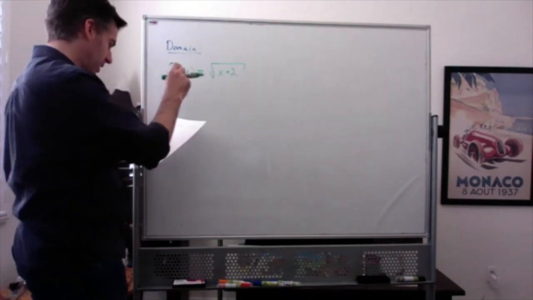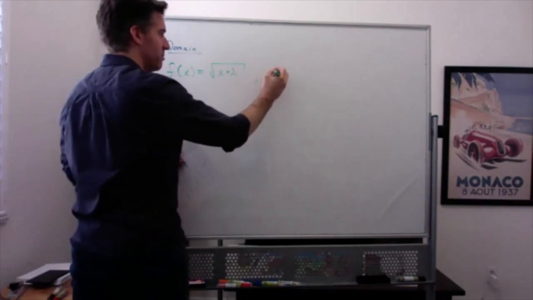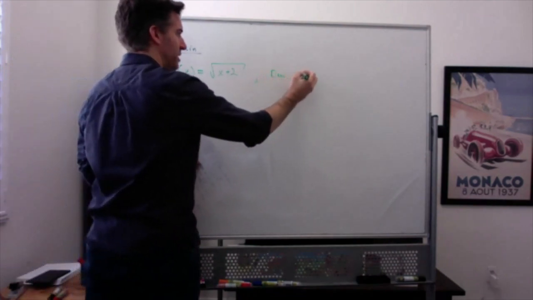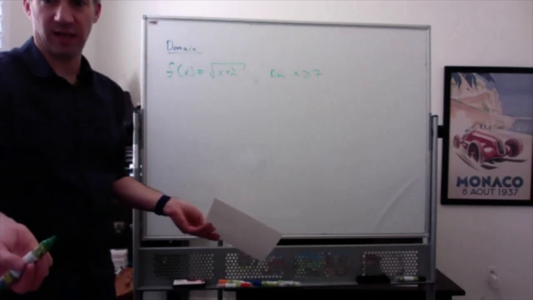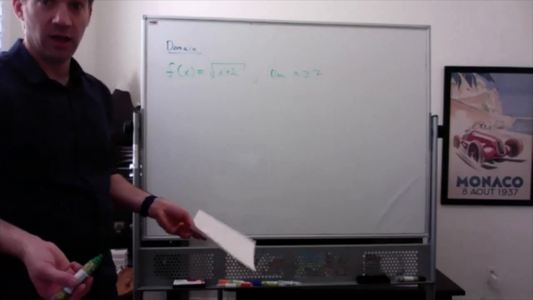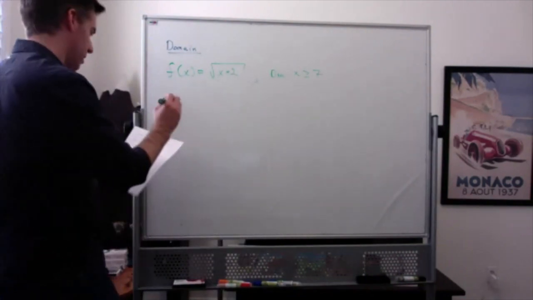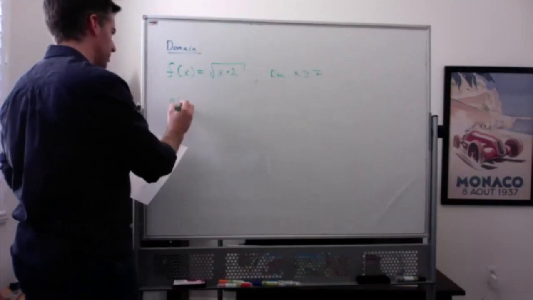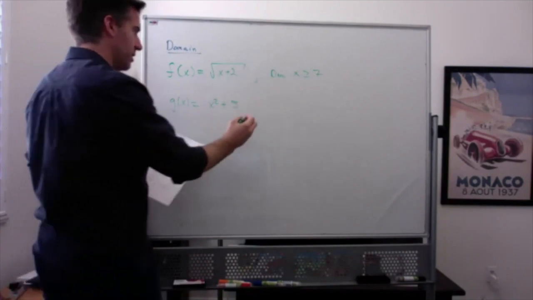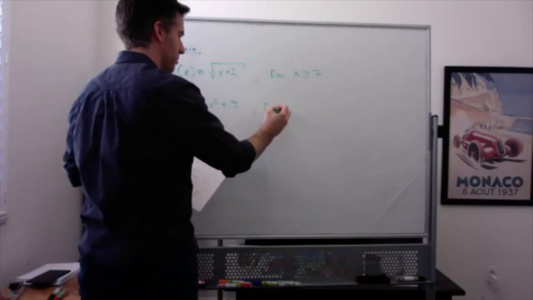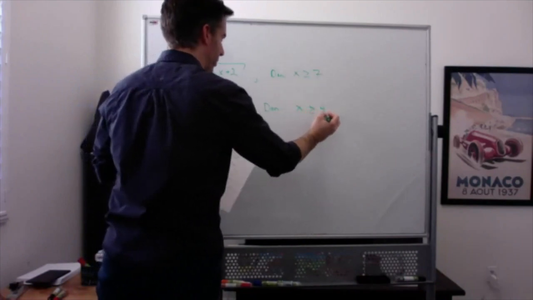So here's my function, f of x equals the square root of x plus 2. And I'm going to say that the domain is x is greater than or equal to 7. Which is kind of a weird thing to say, right? That's not the usual domain. But we have just decided that for this function, that's going to be the domain. And then for g of x equal to x squared plus 5, here we're going to say the domain is that x is greater than or equal to 4.